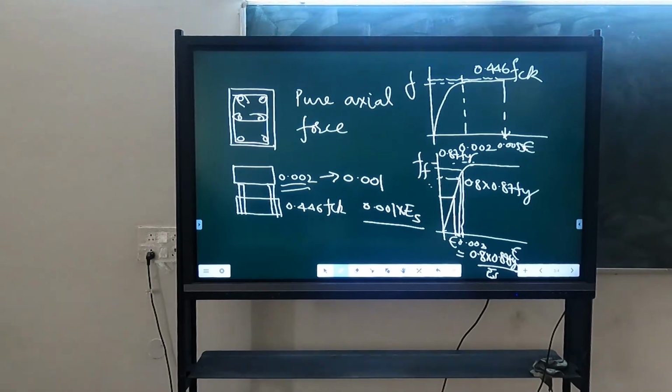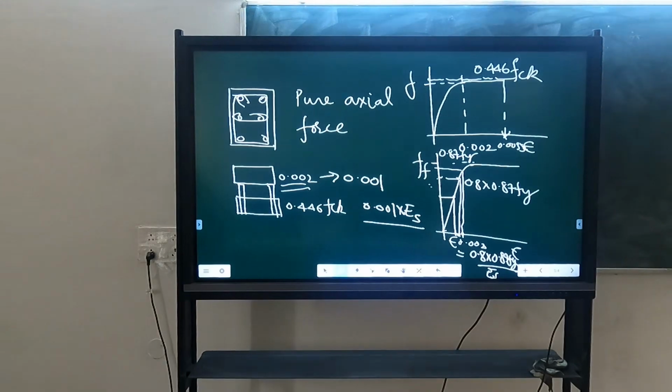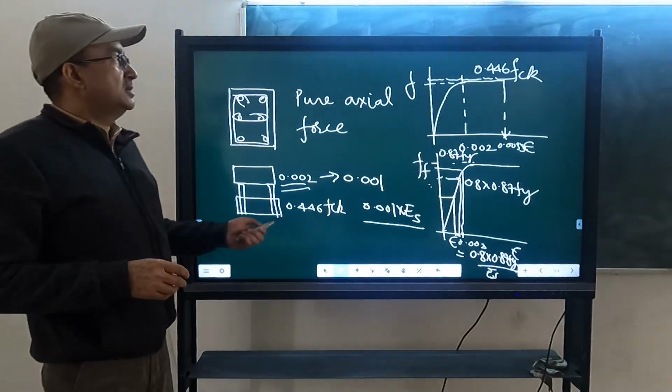So I have a column. In bending we are taking 0.0035 when our first fiber ruptures. Whenever any one fiber ruptures, we go till that point; we are not stopping at 0.002. But in the pure axial case, we are saying that you have to stop as soon as the strain reaches 0.002. You can't go up to 0.0035. Why are we not going beyond that?